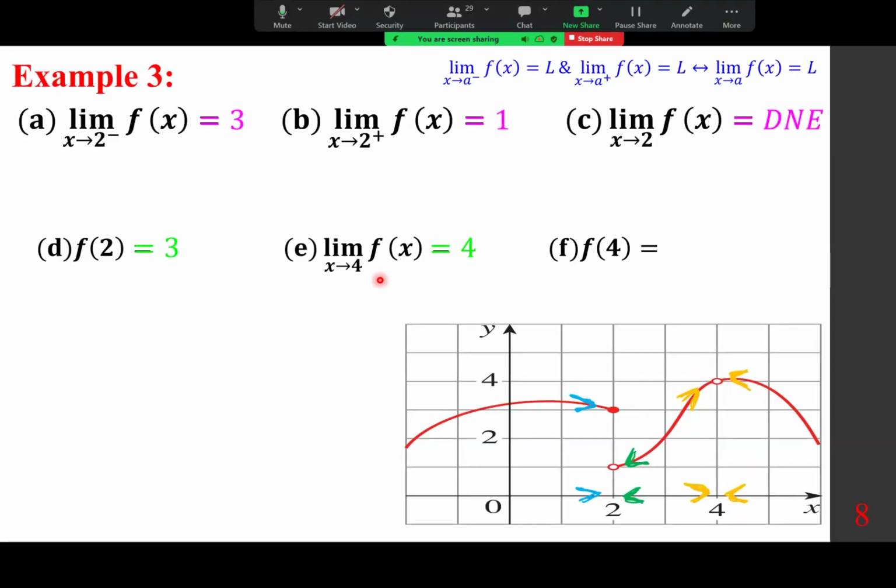Please understand the concept of a limit. We never get there. However, what is f of 4? That means precisely at 4, what do we have? Nothing is given to us. We don't know. It's undefined.